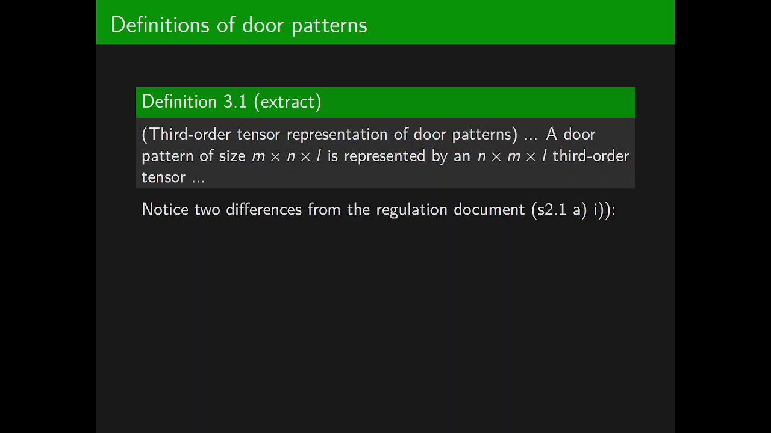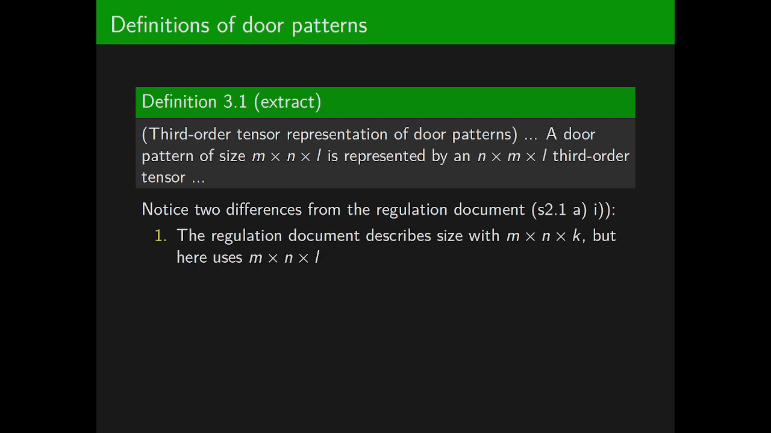The third part I want to mention about definition 3.1 is that a door pattern of size m by n by l is represented by an n by m by l third order tensor. There are already two subtle things I want you to notice. The first one is that, as I've already mentioned, the regulation document describes size with m by n by k, but we use m by n by l. So k is replaced with l.